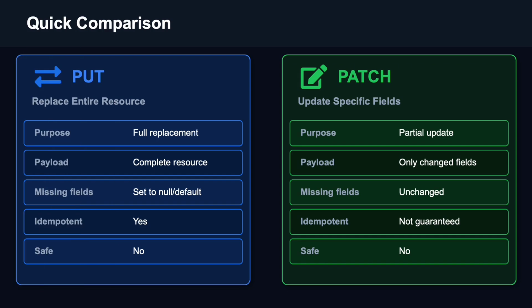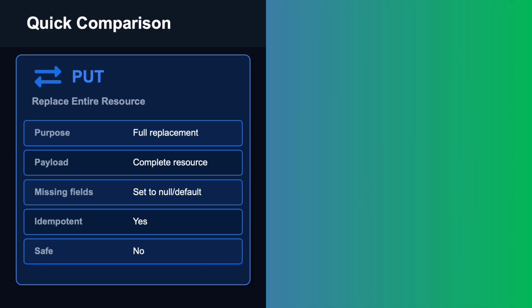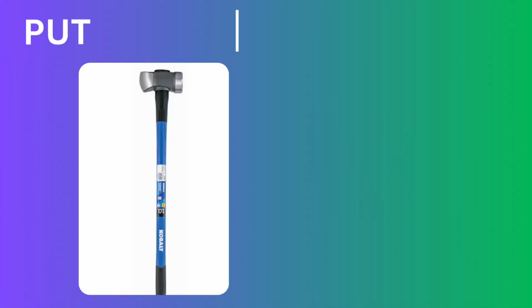PUT is a full replacement. You send the complete resource, and it overwrites everything stored on the server. It is idempotent, meaning calling it 10 times produces the same result as calling it once. PATCH is a partial update. You only send the fields you want to change, and untouched fields stay exactly as they are. However, idempotency is not guaranteed with PATCH. It depends on how the server implements it. Neither method is safe in the HTTP sense, both modify server state. The critical difference is scope. PUT is a sledgehammer. PATCH is a scalpel.